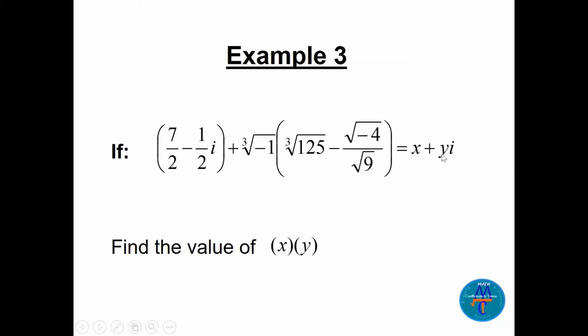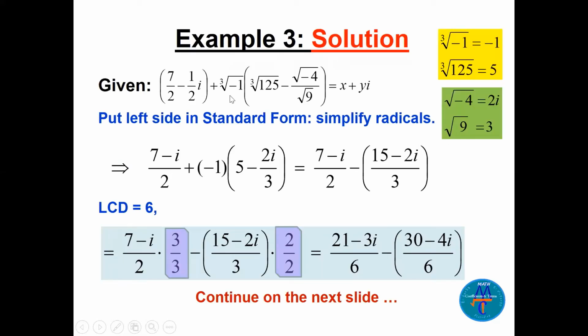This is equal to x plus yi. Find x, find y, multiply. You can pause the video, please, and try it. So nice. Maybe the important part here is this cube root of minus 1. So that is minus 1, also a real number. See, I put 2 slides for this one in detail. This is a minus 1. You can try. The cube root of 125 is 5.